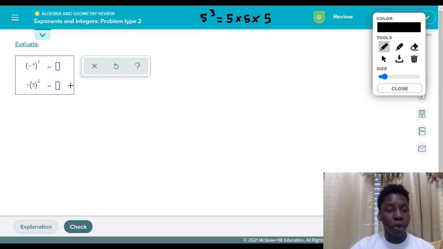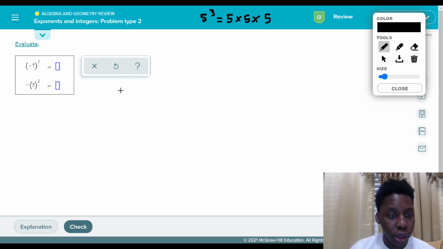When we're given this type of question, we'll be asked to evaluate specific integers, and we'll be given exponents to work with those integers. One thing I also want to put out there is you have to be careful with the signs that you're working with. You have to know if the sign is attached to the number or not.